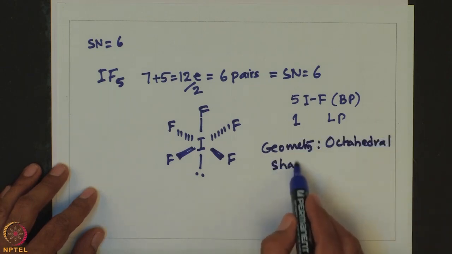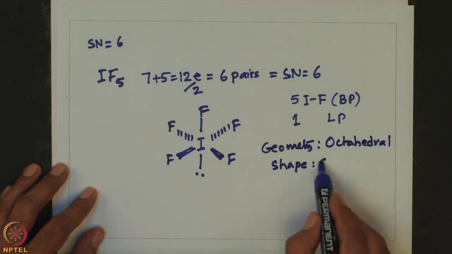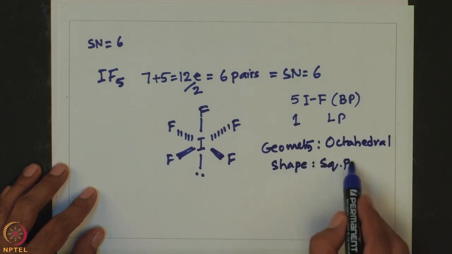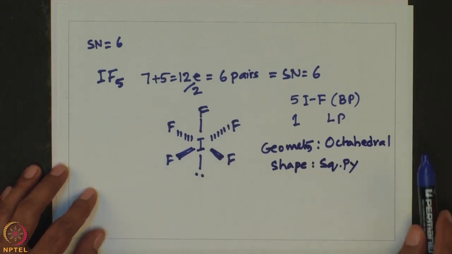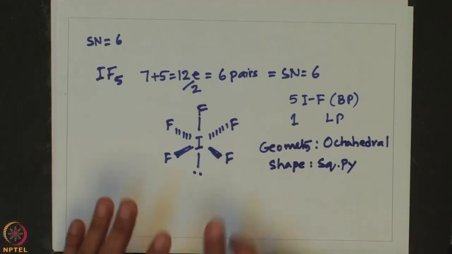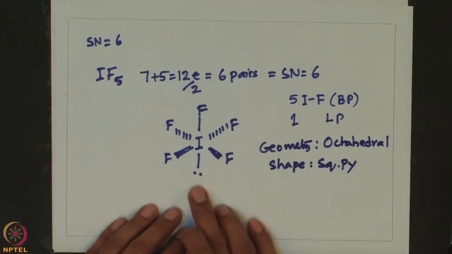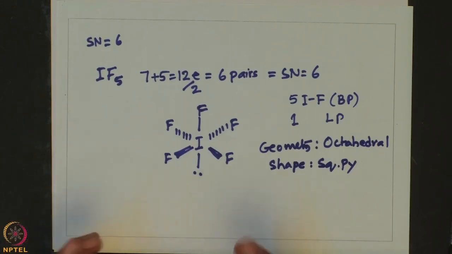Shape. Square based pyramid. So these are the examples where we have a lone pair, and as a result we are seeing the square pyramidal shape for some of these molecules having steric number 6 with one lone pair and 5 bonded pairs. Another example is BrF5.